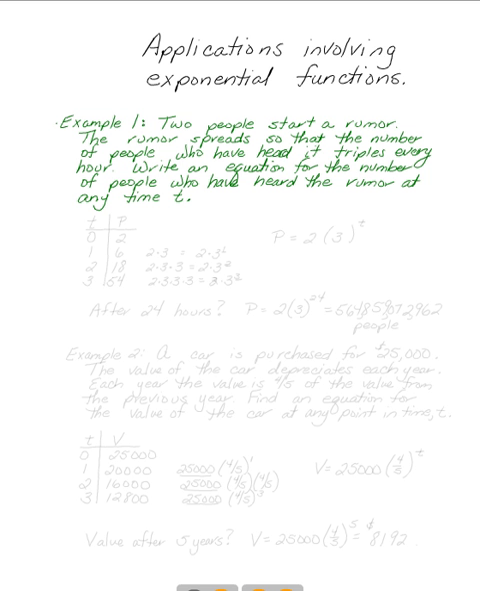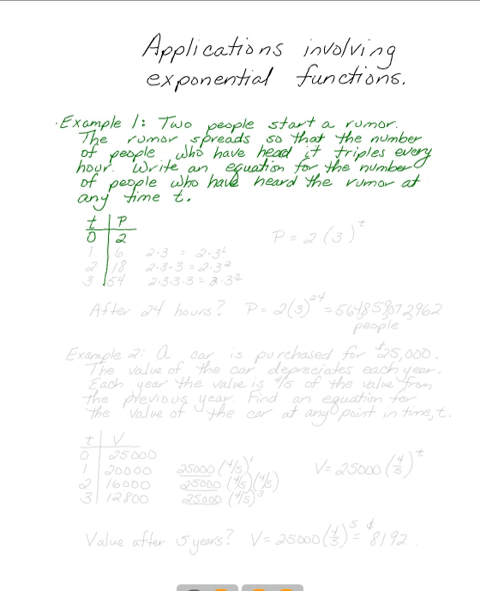Now, I think the easiest way to start sometimes when you're writing an exponential function for an application is to make a table. So let's make a table over here of the number of people that have heard the rumor at particular times. I'm going to use t for time and p for the number of people that have heard this rumor. Now we know at time 0 there are just the two people that have heard that rumor, and they're the ones that basically are going to start that rumor.